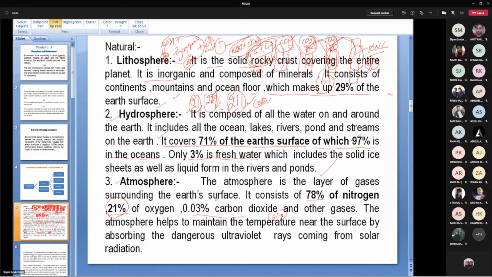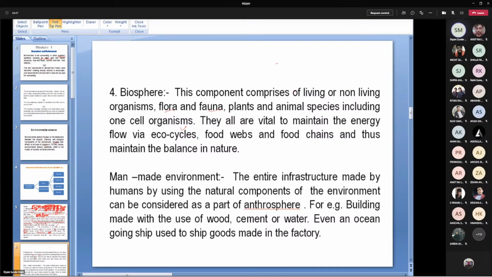Next is the biosphere. First lithosphere, then hydrosphere, then atmosphere, and last, the fourth, is the biosphere. The biosphere is a very interesting point. There are 2 points you should always remember: living and non-living. That means biotic and abiotic. Now look here: abiotic and biotic are dependent on each other.